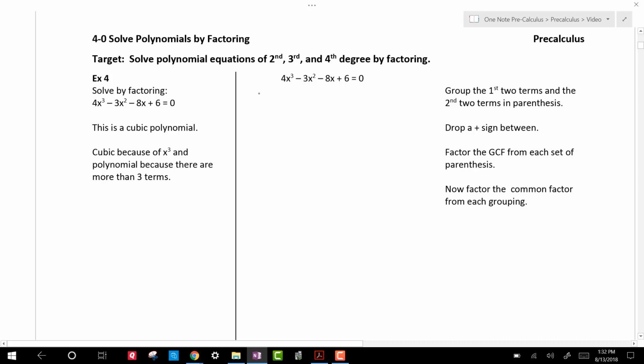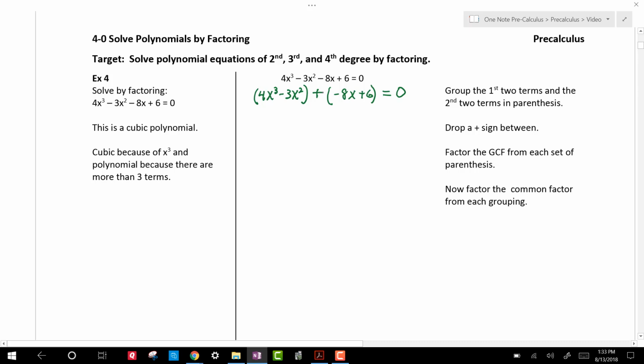in parentheses. So I'm going to start off by grouping 4x cubed minus 3x squared together, and then I'm going to group the negative 8x plus 6, and it does say to solve, so we are going to make sure that equals 0 stays on there, and I'm going to drop a plus sign in between. You'll notice I left the negative with the 8x.